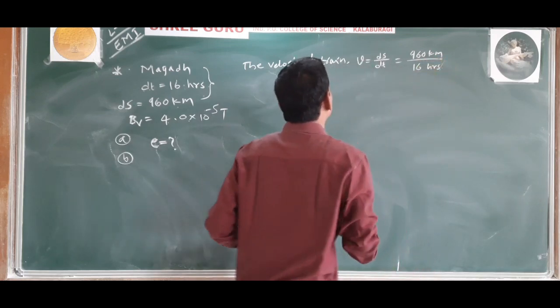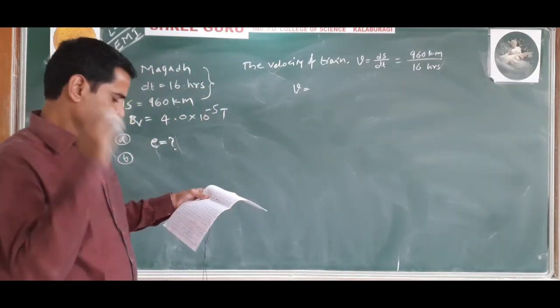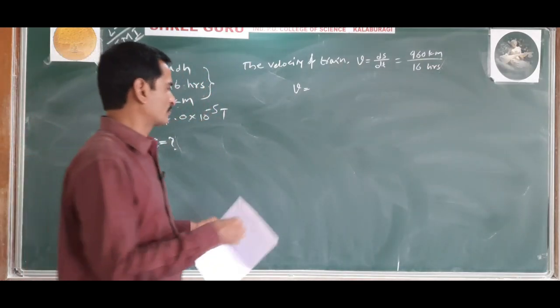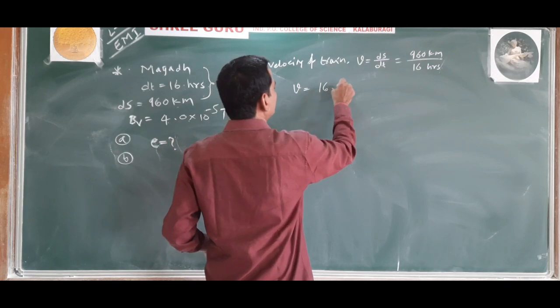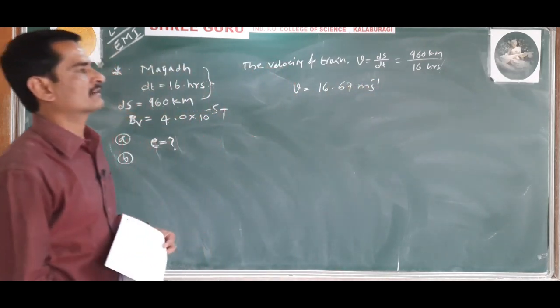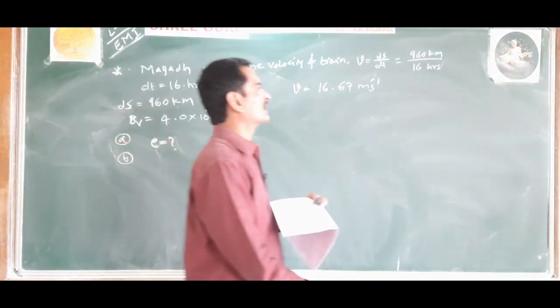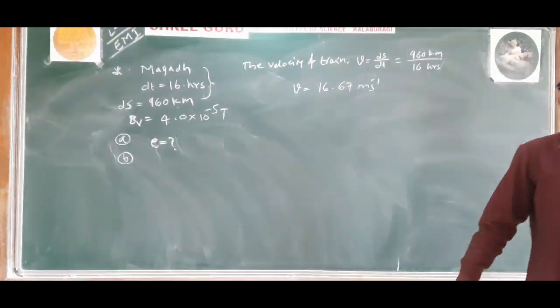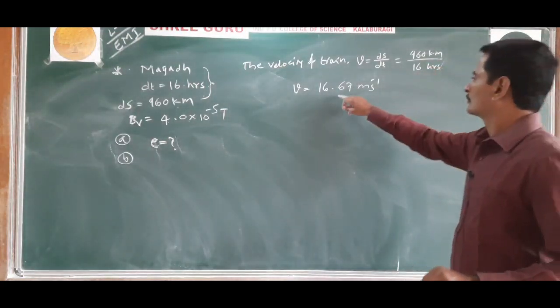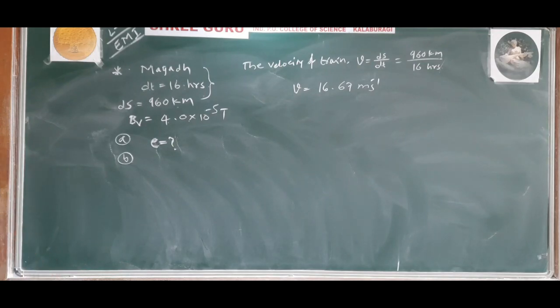So simplify this, you will get v in kilometer per hour. In meter per second, v is equal to 16.67 meter per second. You convert it to meter per second by multiplying by 5/18. So that is 16.67 meter per second. That is the velocity of the train.